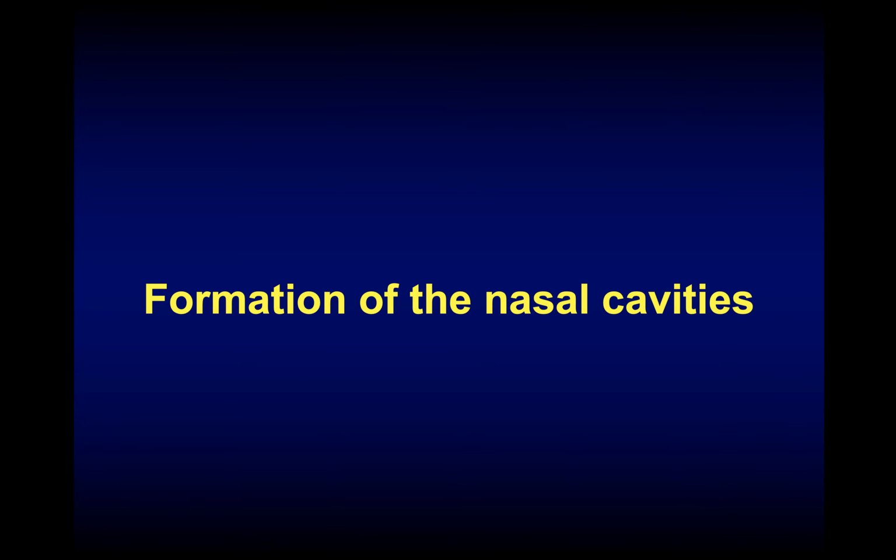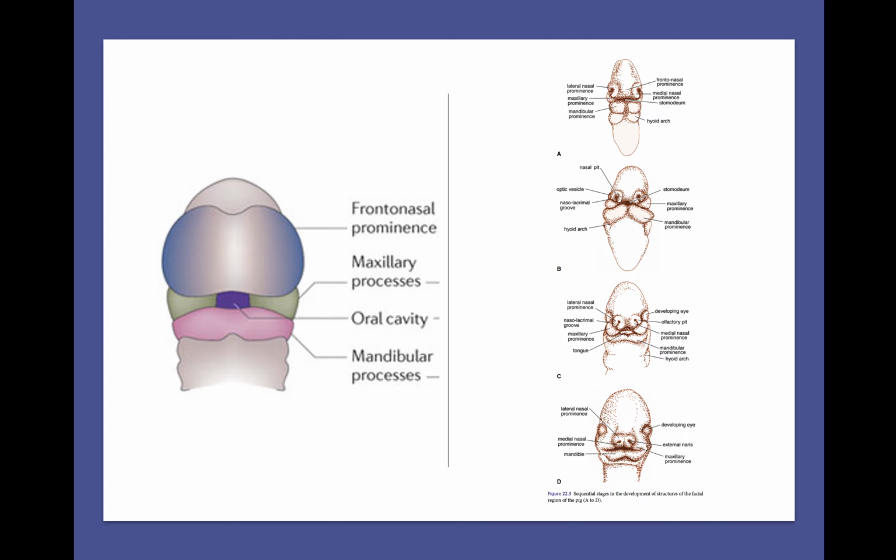So I'll talk a little bit about the formation of the nasal cavities. At the beginning we need to know that the development of the face includes formation and patterning of the 5 facial primordia, and this is responsible for the formation of the orbit and the nasal and the oral cavity.